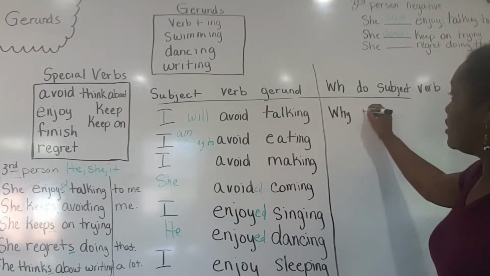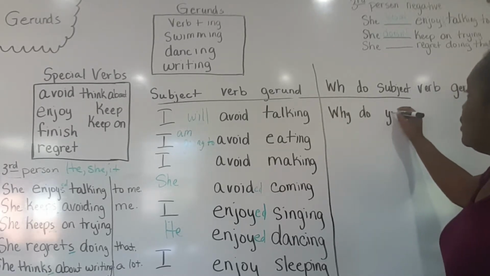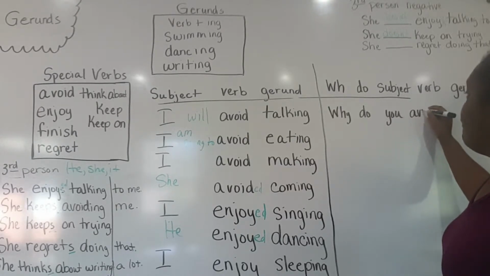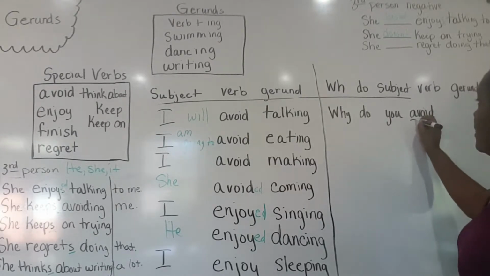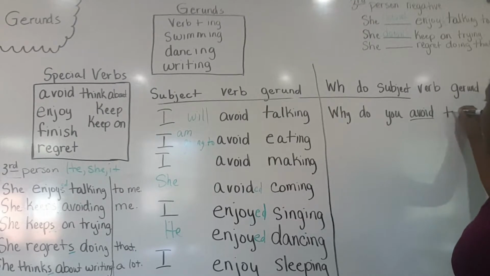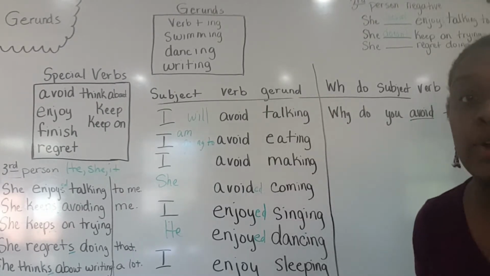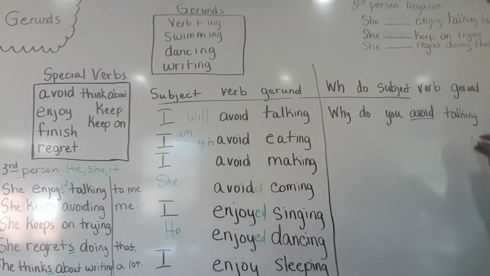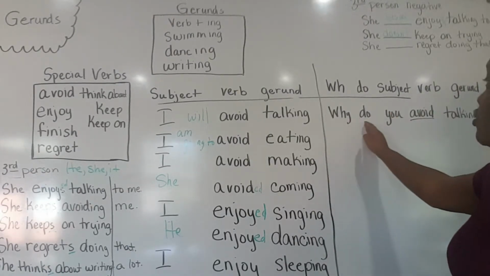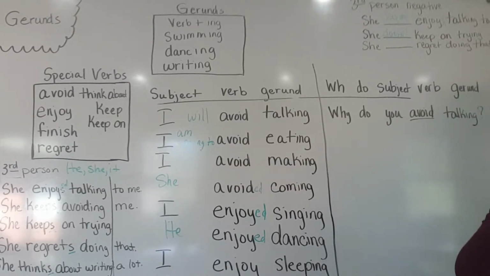Why do you avoid, that's your special verb, talking? And you can say anything. Why do you avoid talking to your classmates, okay? So you ask the question, WH, do you avoid talking?